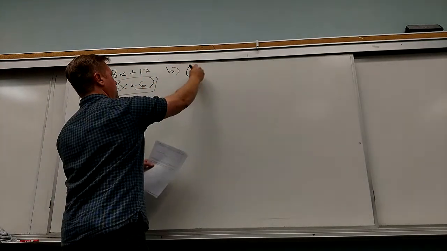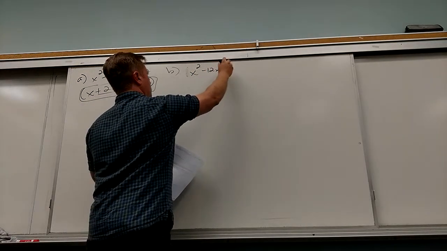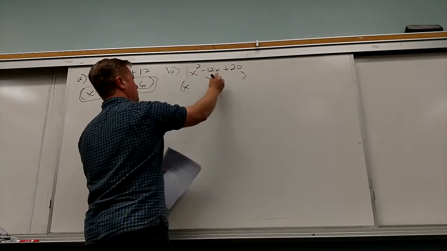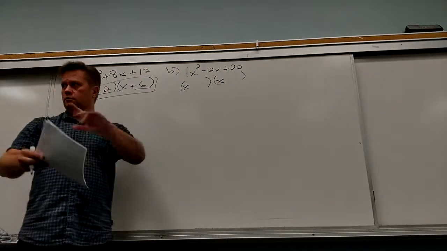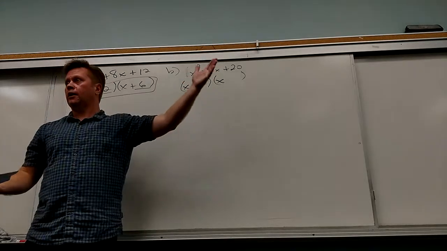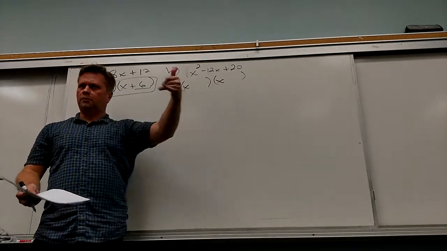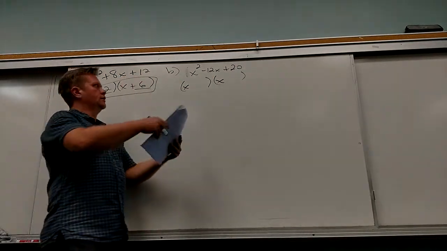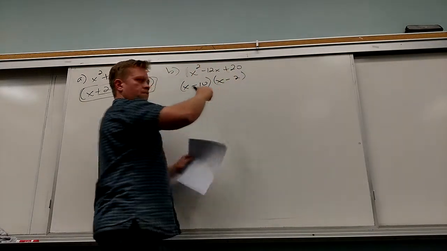Let's see. So this one, yeah, it's got a negative in there, but it's not really going to affect it that much because the two numbers are going to both be the same sign. If they were both positive, I know they're the same sign, and the middle tells me they ought to both be negative. So two numbers that multiply to 20 and add to 12, and they're both negative. It's almost the same as this guy. Yeah, 10 and 2, make them both negative.